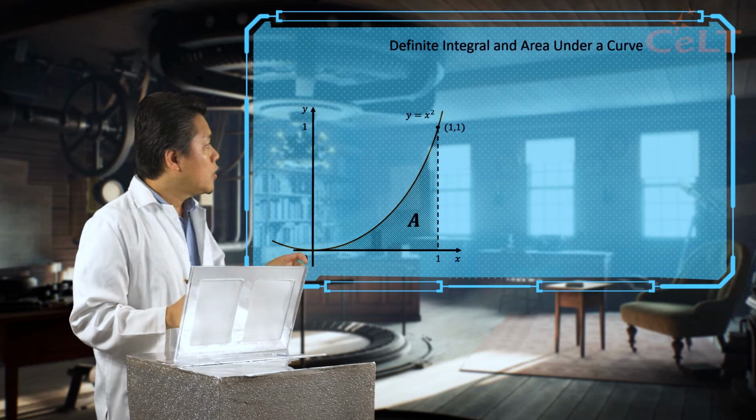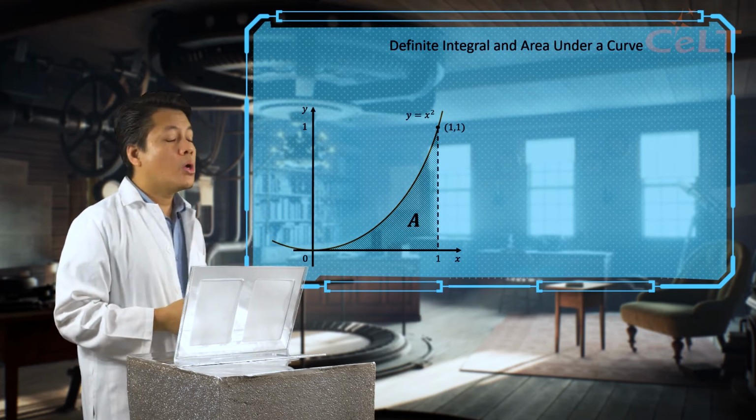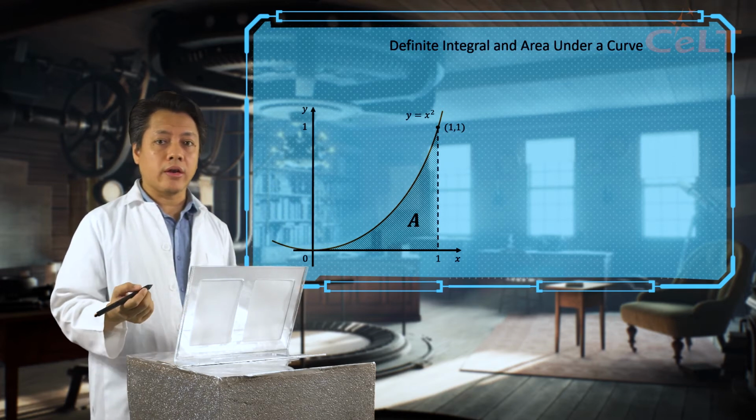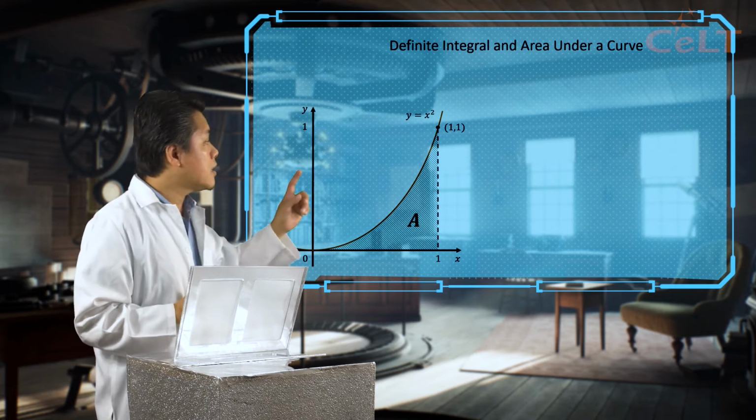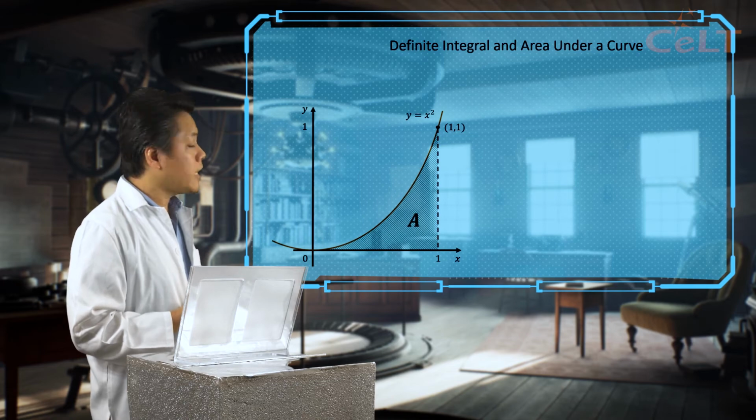Now we want to look into definite integral and the area below the curve. On the screen right now, we have a simple parabolic function y is equal to x squared, and we want to determine the value of the area under the curve, which is indicated by A.